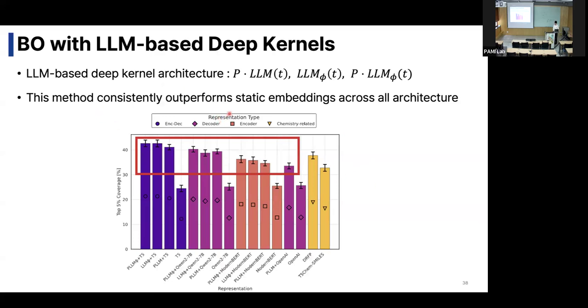And also, among these three methods, the combined approach, which uses both the projection layer and the LoRA fine-tuning, consistently showed the best performance across all LLM architectures. This result suggests that the combined approach successfully leverages the strengths of both techniques. In doing so, it effectively captures the benefits of both representation adaptation and structural flexibility.